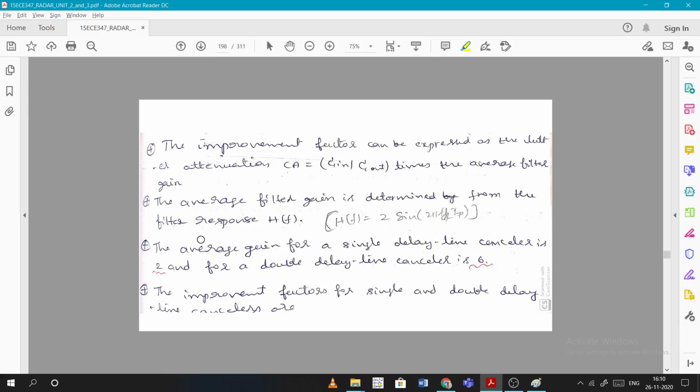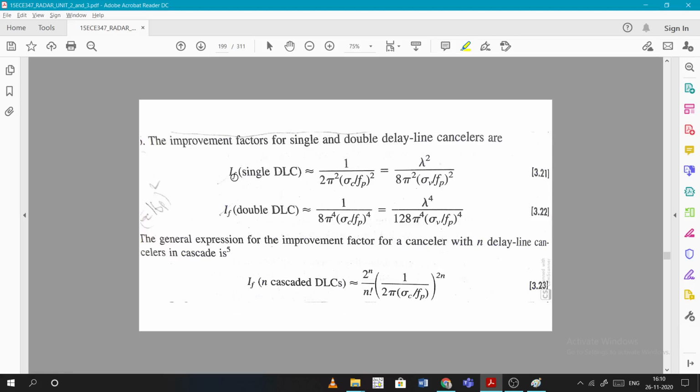For the average gain, for a single delay line canceller, because those are the filters only, the single delay line canceller has an average gain of 2. For a double delay line canceller, the average gain is 6. The improvement factor for single and double line cancellers: IF for the single delay line canceller is lambda squared by 8 pi squared of this, and for the double line canceller it is lambda power 4 by 128 pi power 4, like this.